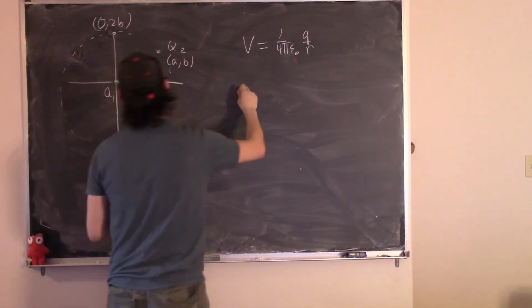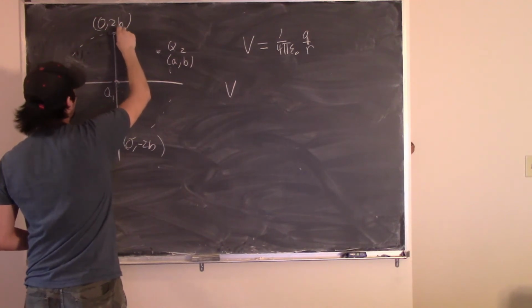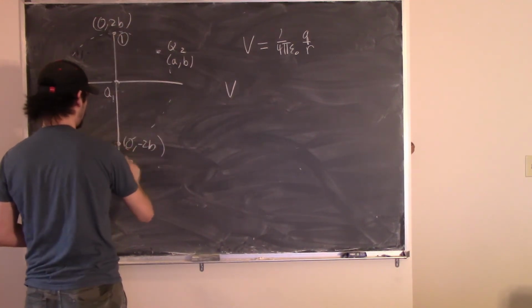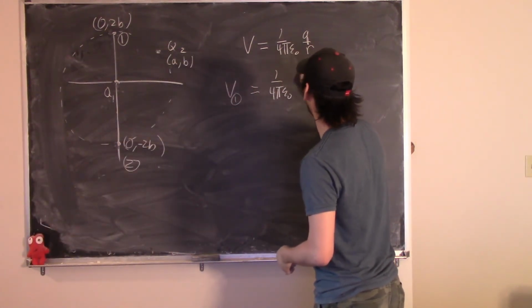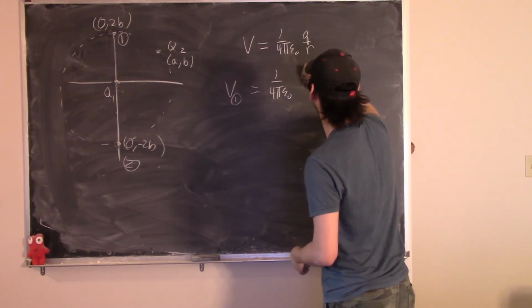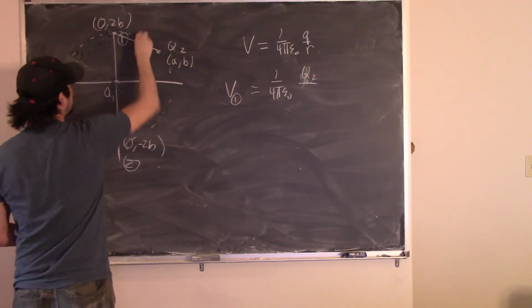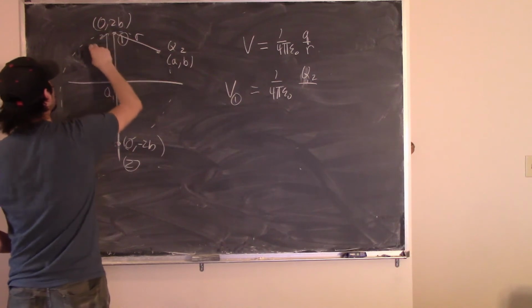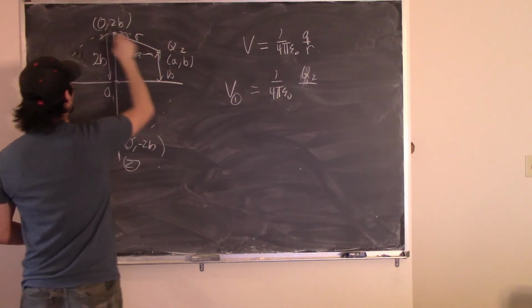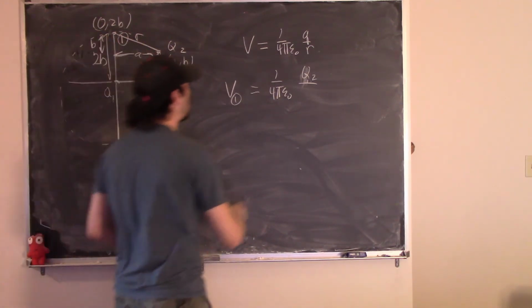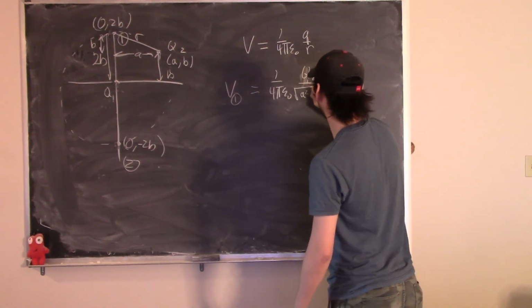Let's call this point 1 and this point 2. For point 1, this is going to be equal to 1 over 4 pi epsilon naught Q2 divided by R. In order to find R here, we know that this is some total distance 2B. This is the distance B, this is the distance A, and so this is the distance B. And so R is just going to be equal to the square root of A squared plus B squared.